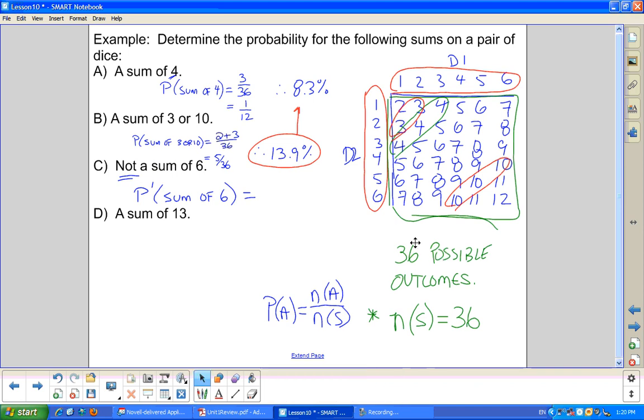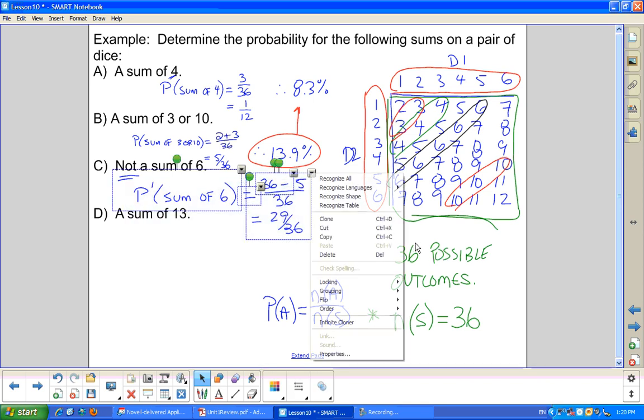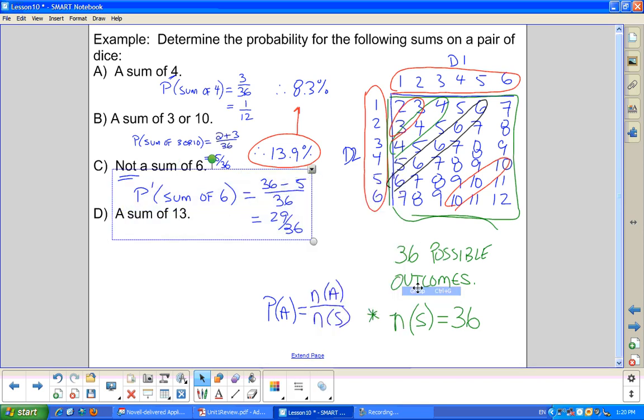Well, we know that there's 36 possibilities in total, so we're going to do this indirectly. So 36 minus, how many ways can we roll a 6? Well, there's the diagonal there, and there are 5 possibilities. So 36 take away 5, that's the number of ways it can happen, divided by 36. So it's a 29 in 36 chance. Quite a bit better chance of not rolling a 6 than the previous 2 examples.